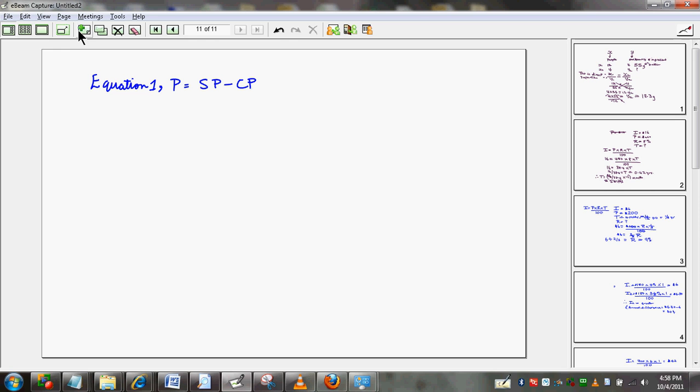And coming out of that, we could get a second equation, which is equation 2, that says that if we want to find the percentage profit, written like percentage P, percentage profit, that would be equal to the profit P over the cost price multiplied by 100. That's the second equation. If you want to find the percentage profit that a business makes, you take the profit divided by the cost price and multiply the answer by 100.